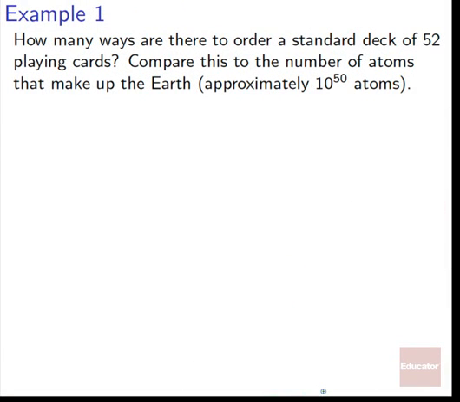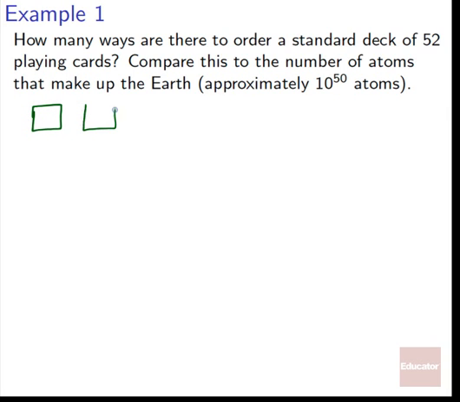All right, we're ready for our examples here. First example: how many ways are there to order a standard deck of 52 playing cards? And then compare that number to the number of atoms that make up the Earth. So how many ways are there to order a standard deck of 52 cards? Well, we can start with a visual understanding of it.